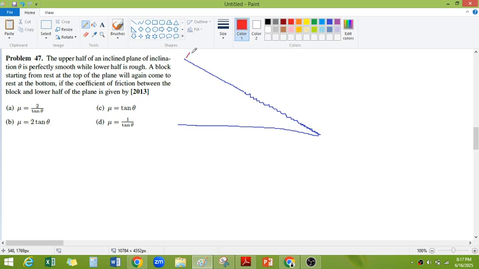So that means this is the block here. So it comes with certain velocity and then there is friction here. They are saying it's coming to a stop here. Okay, so what is the mu value so that it will come to a perfect stop?